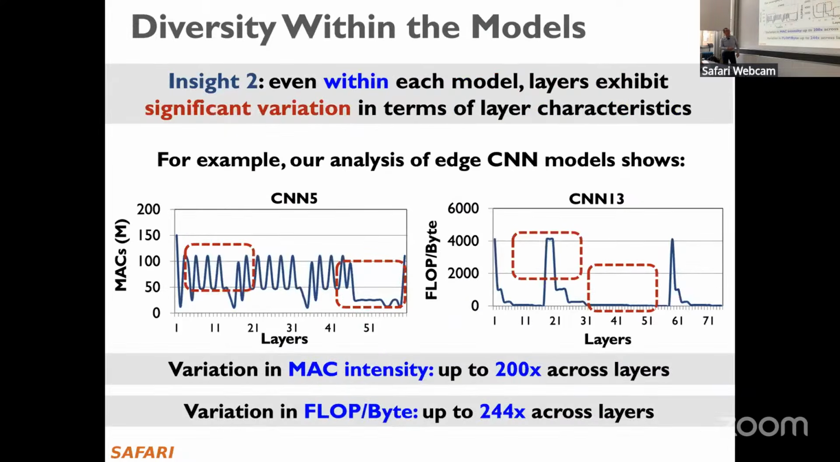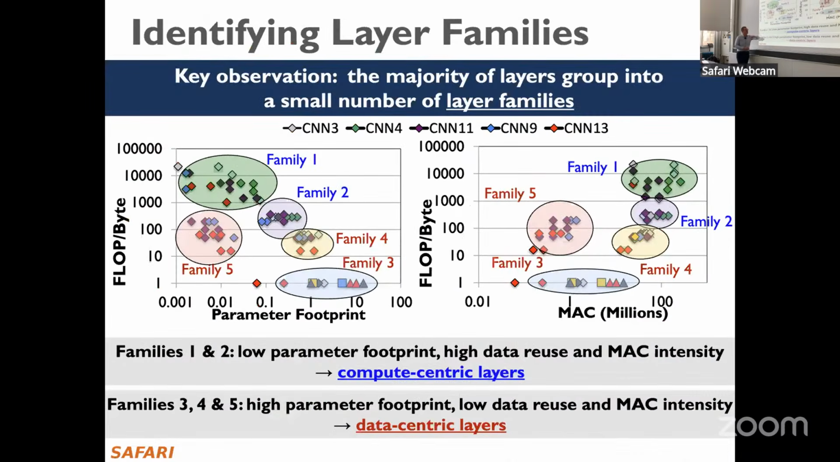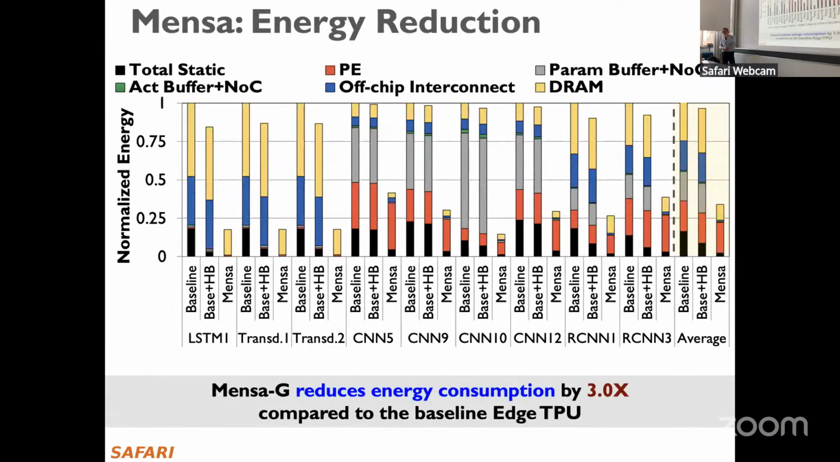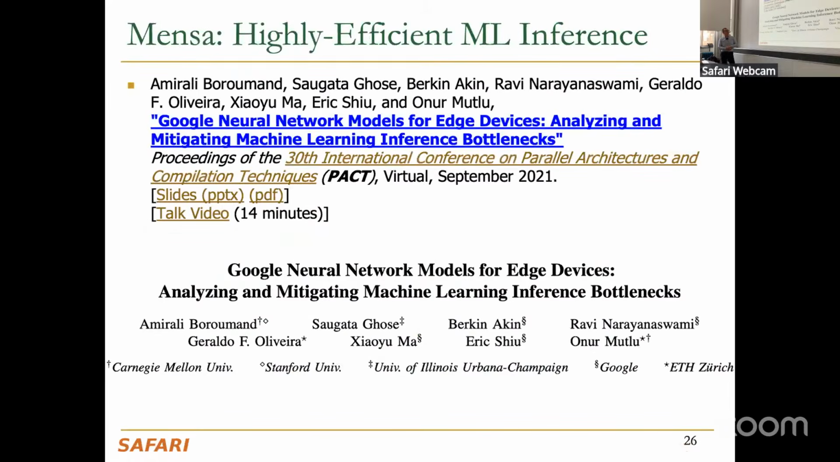We said that basically because of the huge variation, it makes sense to design different accelerators catering to different parts of the workload. And we discussed that. We showed significant performance and energy improvements also. So memory-centric accelerators can significantly improve performance, as you can see.